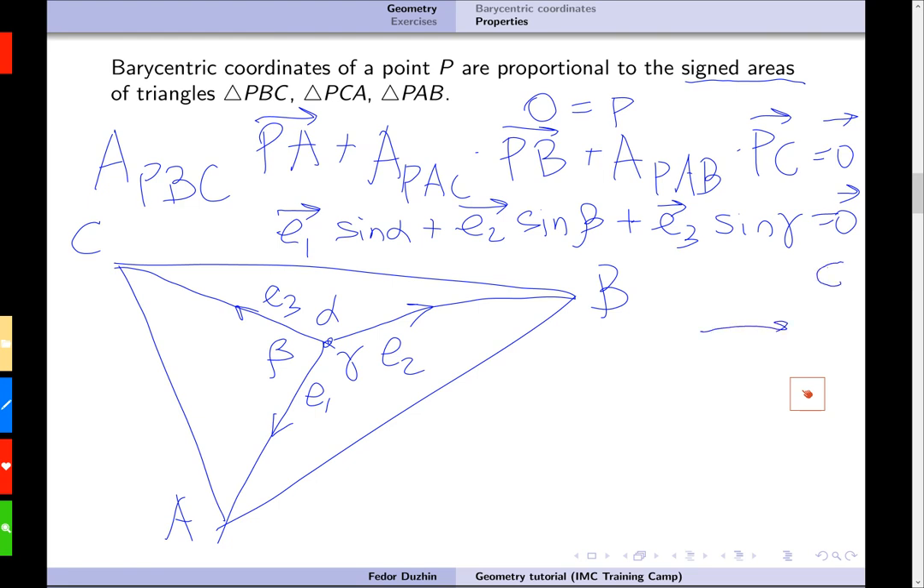If we introduce the complex plane, and if the vector E1 corresponds to the number 1, then E2 and E3 follow from the angles. Stop, sorry. This is going to be E2, and this is going to be E3. Yeah, it is like this. So the angle from E1 to E2 is gamma. The angle opposite of E1 is alpha, and the angle opposite of E2 is beta.